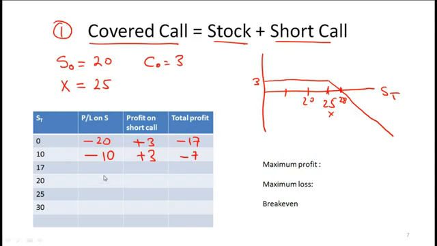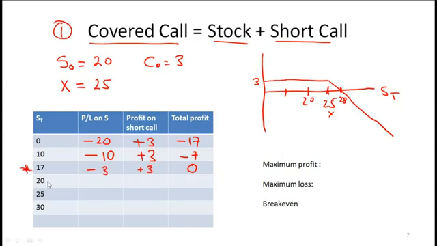What if the stock price is at 17? Then our loss on the stock is 3. Our profit on the short call is also 3. So our total profit is 0. So as we will see very shortly, 17 is clearly a break-even point.